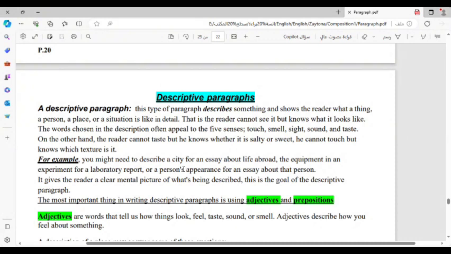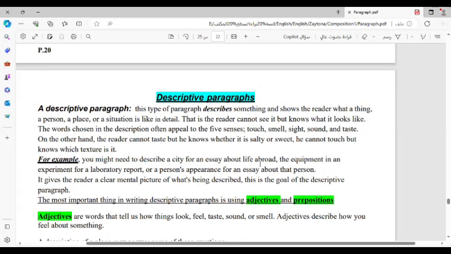Yes, it's clear. Okay, so the most important thing in writing descriptive paragraphs is using adjectives and prepositions. Why are those necessary in writing descriptive paragraphs? Because when you are describing a place or a person, you need to use some adjectives. For example, my grandmother is kind. This is an adjective. My grandmother is short, not tall. So this is an adjective. You need to use some adjectives in order to deliver the idea, to deliver the message.